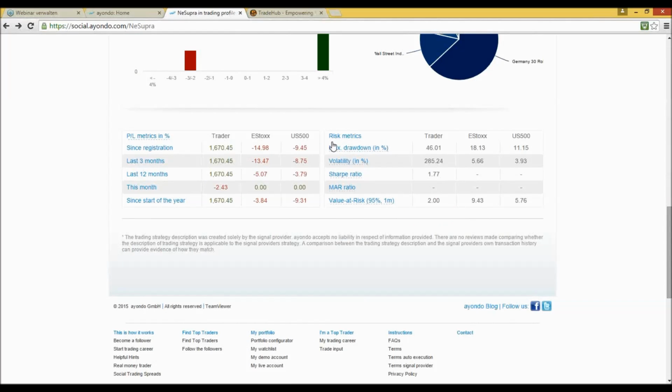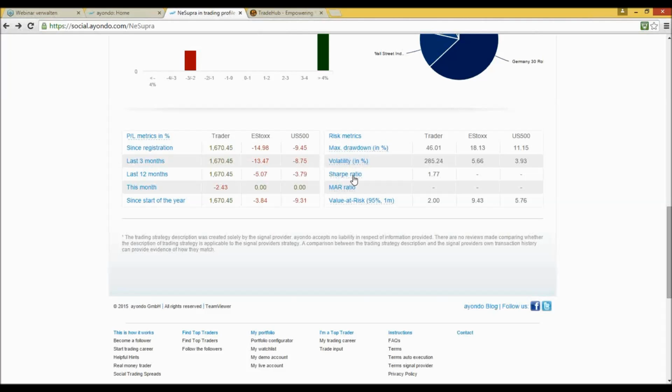And then we have some risk metrics here. So max drawdown, volatility, the Sharpe ratio, the MAR ratio, and then value at risk. So all these are just different sort of metrics for risk, in fact. Anyone who is interested in quants and the actual mechanics of it all can click on each of these tabs and see exactly how they are calculated.